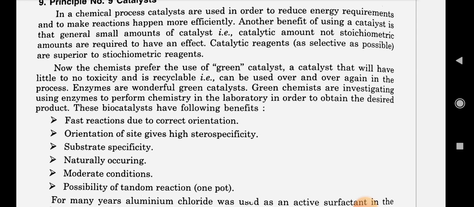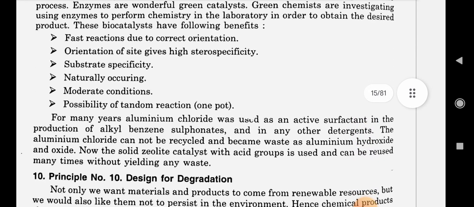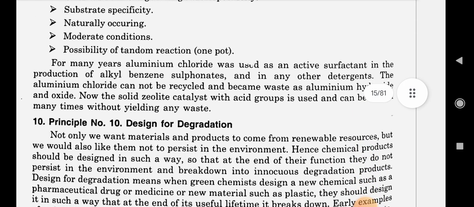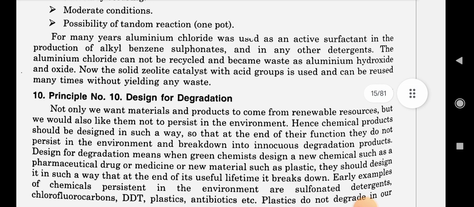Green chemists are investigating using enzymes to perform chemistry in the laboratory in order to obtain the desired product. These biocatalysts have the following benefits: fast reaction due to the correct orientation of sites, high stereospecificity, substrate specificity, naturally occurring moderate conditions, and less possibility of random reactions.